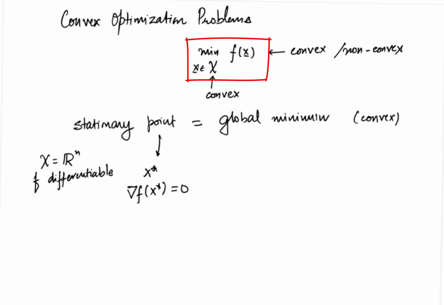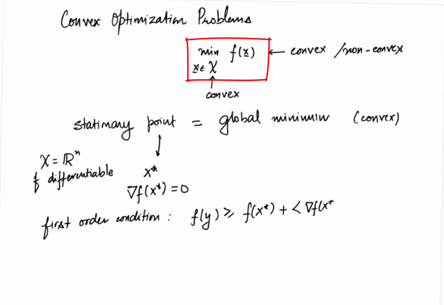When considering general non-convex functions, you may note that a stationary point may be a local minimum or a local maximum or even a saddle point. For convex functions, however, such points are always the global minimum. This can be easily seen from the first order condition for convexity, which you already know. The first order condition for convexity says that for any y, it holds that f of y is greater than or equal to f of x star plus the inner product of gradient f of x star times y minus x.